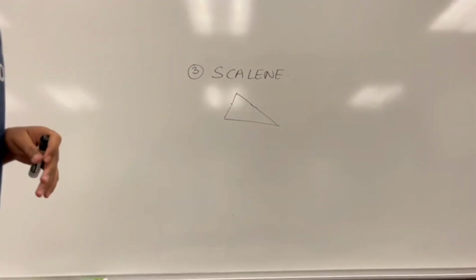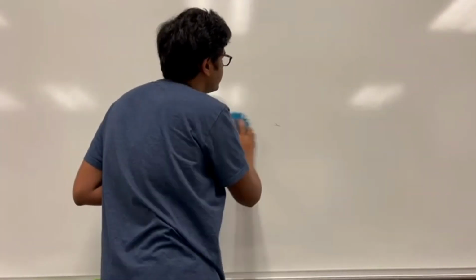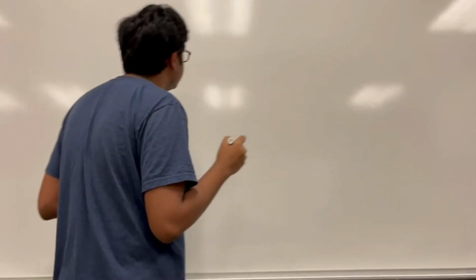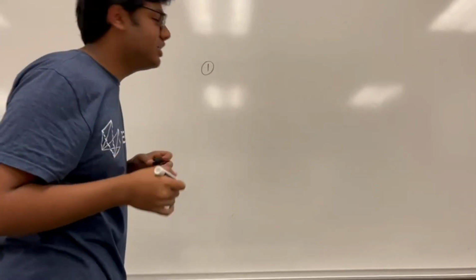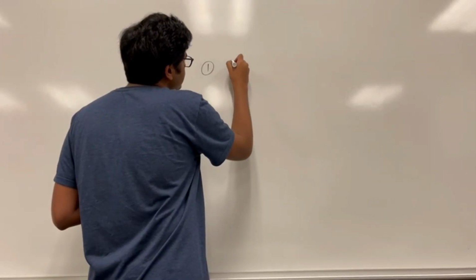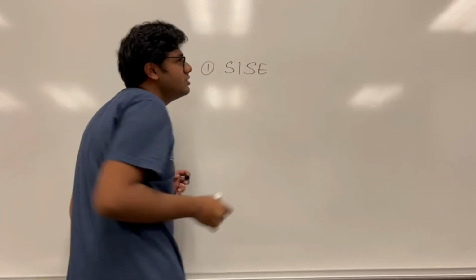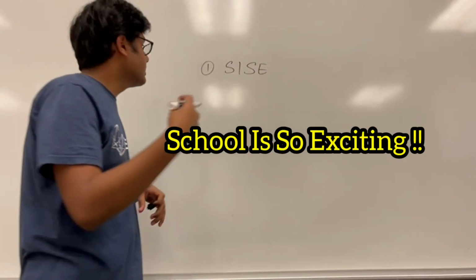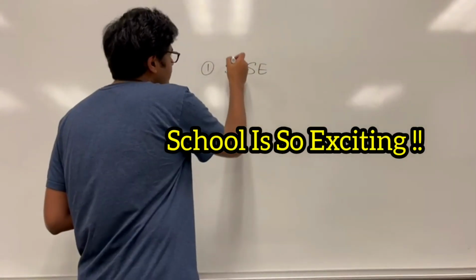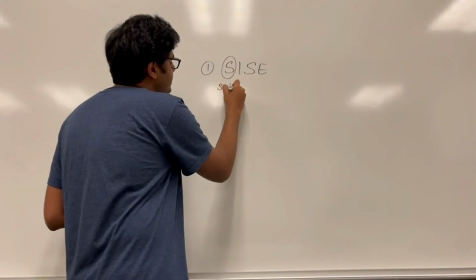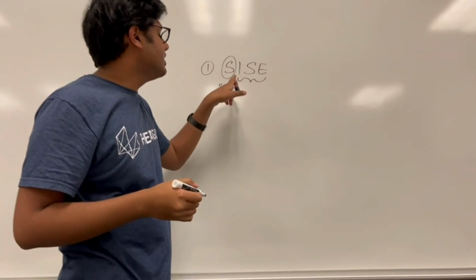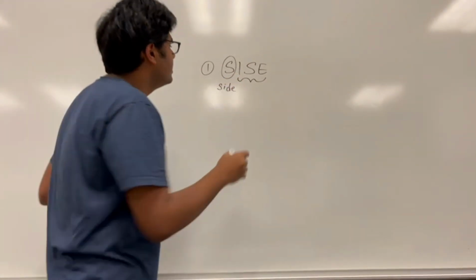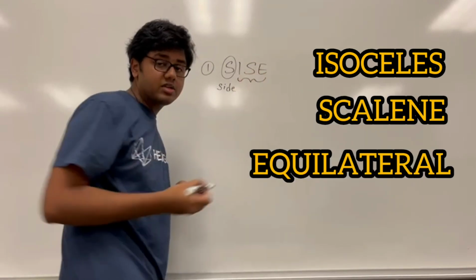Now these are a lot of subdivisions. So how do we remember those? For remembering that, you need to learn two new words, maybe abbreviations, which I just made up to make it easier. The first one being SISE. You can remember it using the sentence, school is so exciting, maybe. So why did I write this? This S represents side, and these three letters are the ways in which we can categorize triangles on the basis of their sides. So isosceles, scalene, and equilateral.